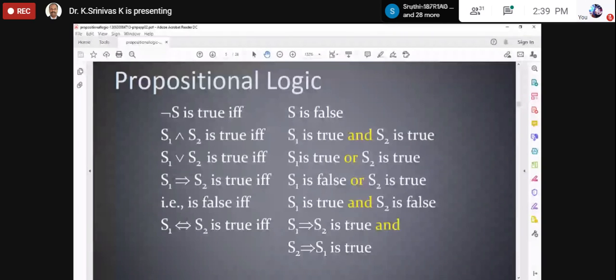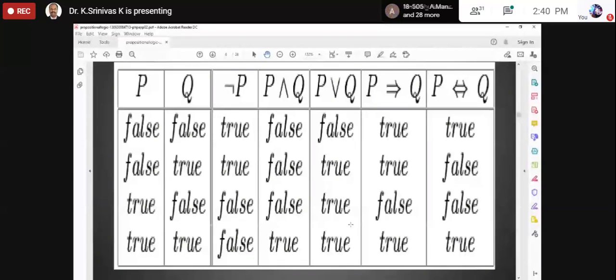So these are the truth table. We are having P comma Q. P is one statement and Q is one statement. First we have negation of P. I am giving a statement, and I want the opposite statement. The statement P is false, the opposite of P is true. The statement P is true, the opposite of P is false.